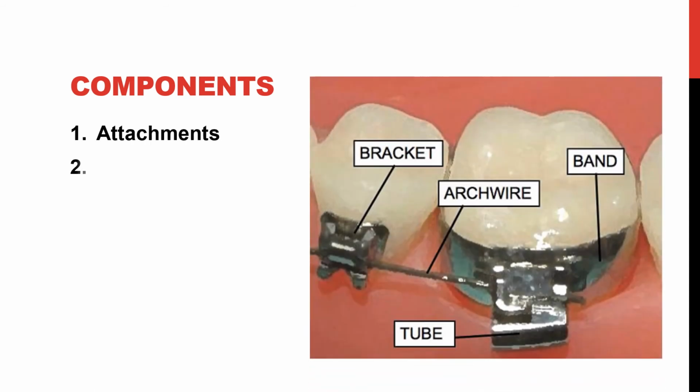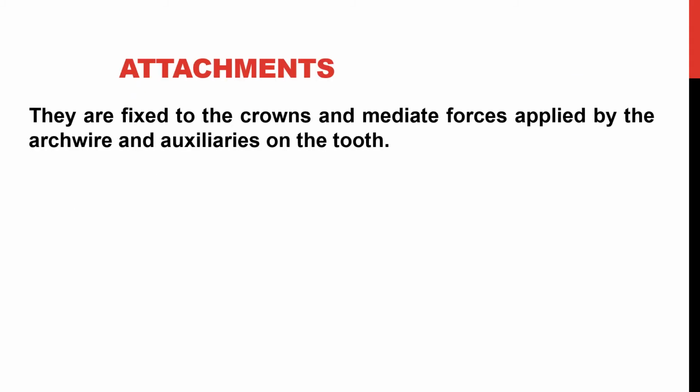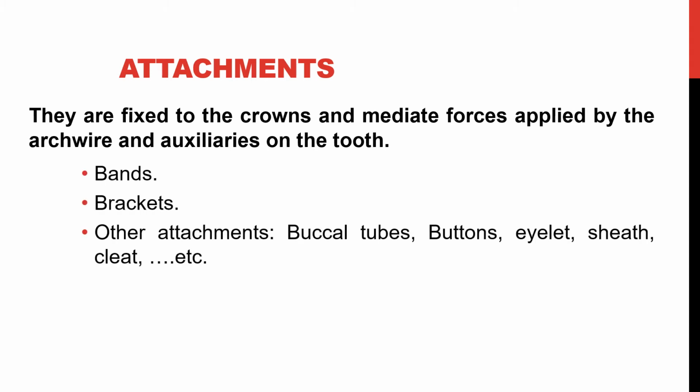The components of a fixed orthodontic appliance can be broadly classified as attachments, arch wire, and auxiliaries. The attachments are fixed to the crowns, and they mediate forces applied by the arch wire and auxiliaries on the tooth. Two major attachments are there. These are bands and brackets, and we have other attachments like buccal tubes, buttons, eyelets, sheath, cleats, etc.